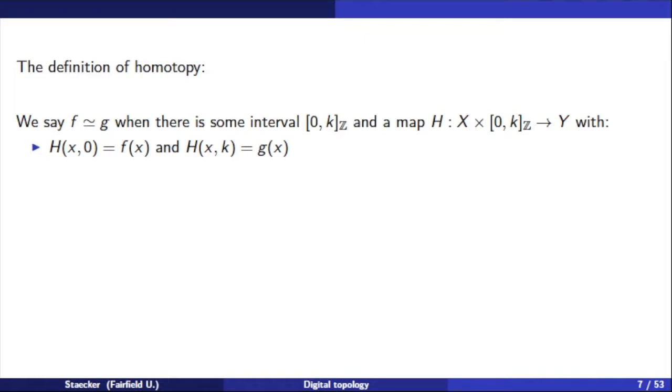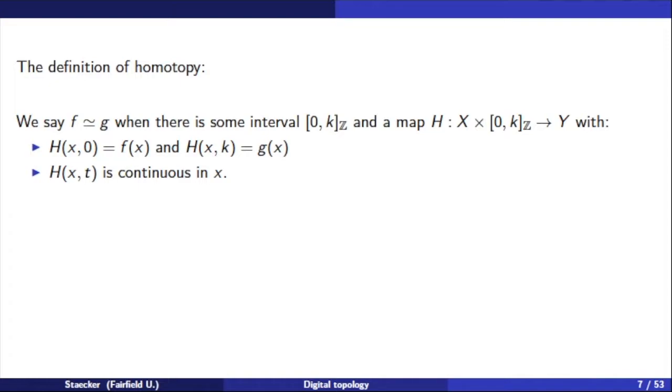There's going to be three things here. They're all true. So this says when the time is 0, you have the first function. And this says when the time is k at the end, you have the other function, g. So you start with f and you end with g.